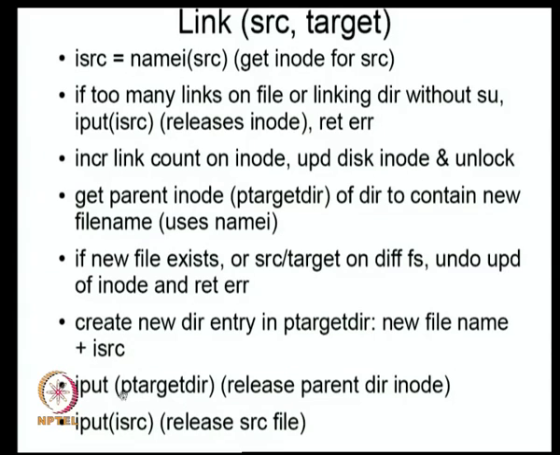Once this is done, I have to put the parent directory because I want to release it. What does release mean? Notice that when I got these things with name I, it is always locked. So I am releasing the lock, and that way it stays in memory. If somebody else wants it, they can get it from memory, they do not have to go to disk. Same thing with the source file, I also do a put, I release it.